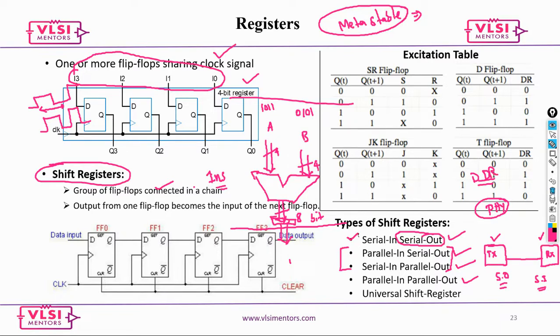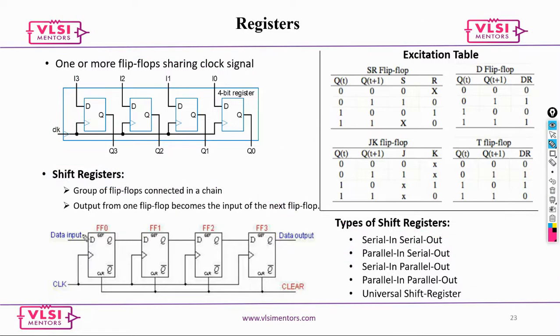Okay, let's take a quick look at this. Say data input: this is serial in, this is serial out, and again serial in, serial out. So this is what we call serial in and serial out, because you just keep giving data only one bit at a time.